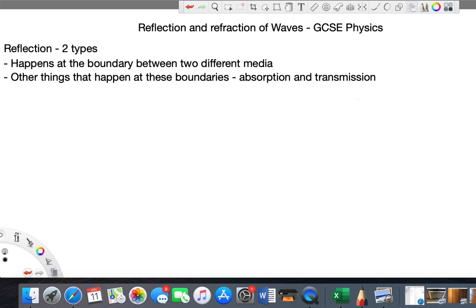So it's not just about happening at mirrors and flat surfaces and that sort of thing. It happens with a sheet of glass, for example, when the light travels through the glass, as glass tends to allow the waves to do. When the light travels through the glass, some of it is also reflected from the boundary between the air and the glass, because the air and the glass have different densities. So what happens at the boundary between two media, if the difference in density is quite big, then the reflection is quite significant. Other things that happen at these boundaries are absorption and transmission.